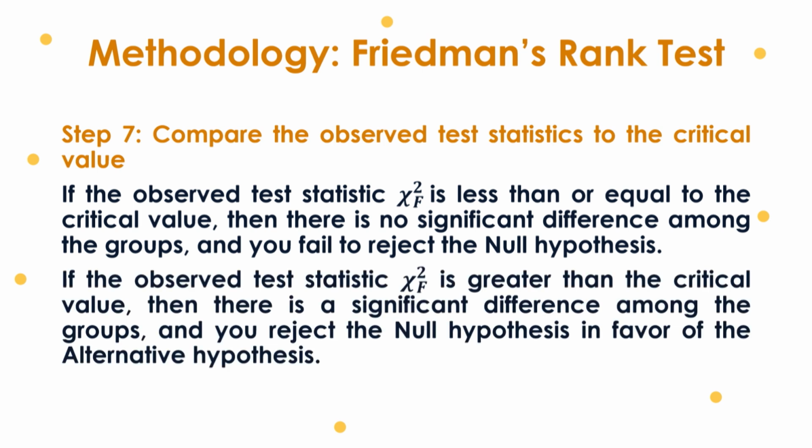If the observed test statistic chi-square F is greater than the critical value, that is the vice versa condition of the previous one we discussed, then we conclude that there is a significant difference among the groups, and we reject the null hypothesis in favor of the alternative hypothesis.